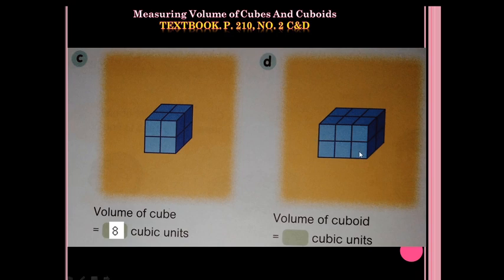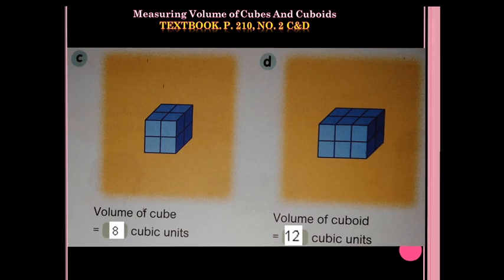Now this cuboid, let's find out its volume. The width is 3, and then the depth is 2, and the height is 2. 3 times 2 is 6. 6 times 2 is 12 cubic units.